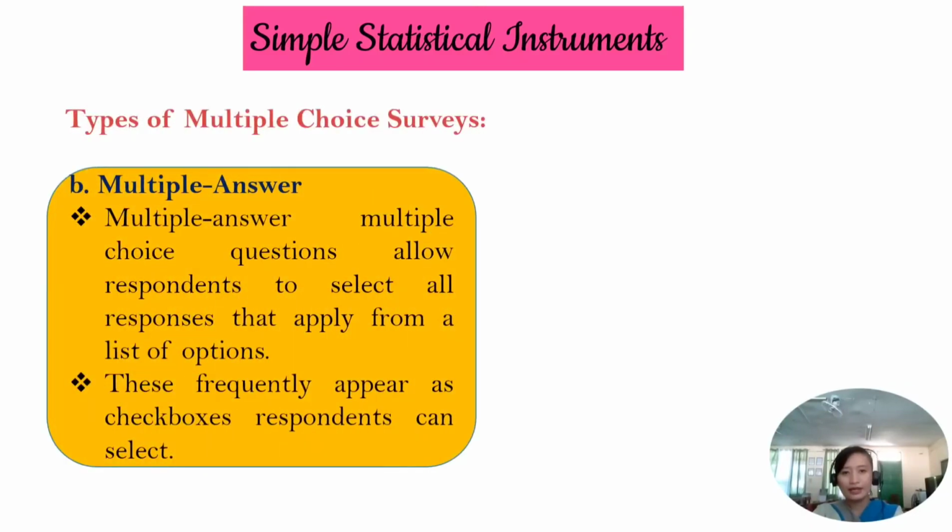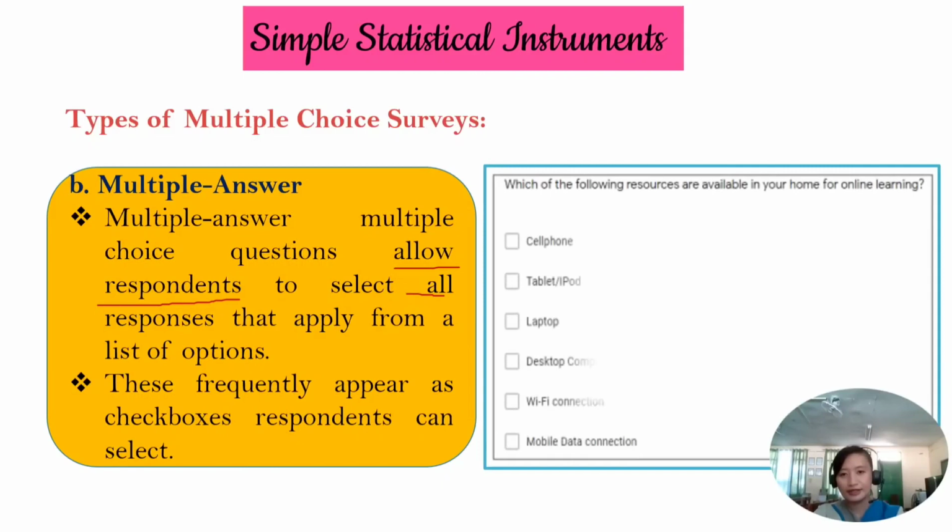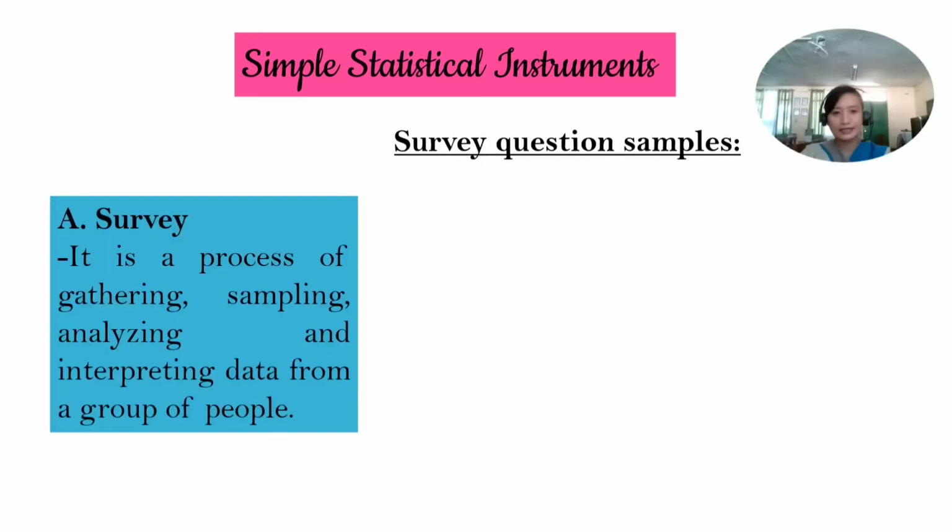Here is the second type, which is the multiple answer. For multiple answer, it allows respondents to select all responses, as many as they can that apply, from a list of options. This frequently appears as checkboxes respondents can select. Here is an example. Which of the following resources are available in your home for online learning? So if you have a phone, you have a tablet, you can select as many as you can, or you can select all of it. So that is for multiple answer, multiple choice.